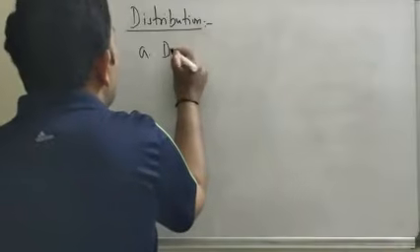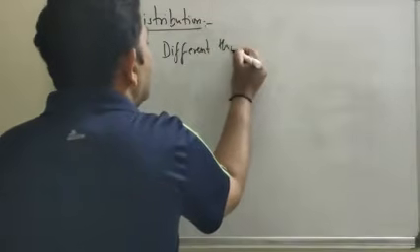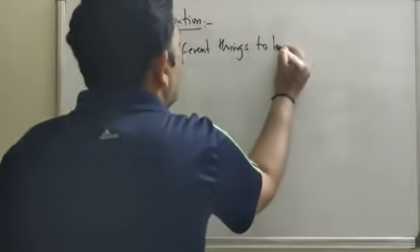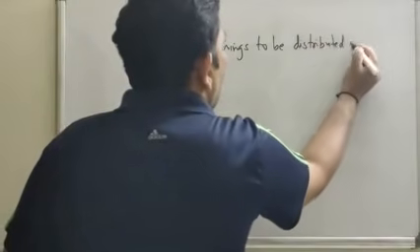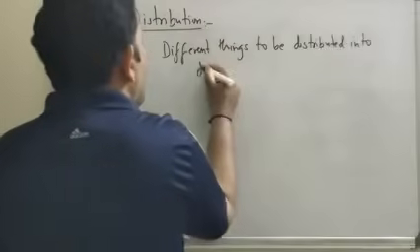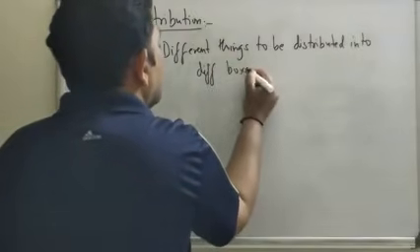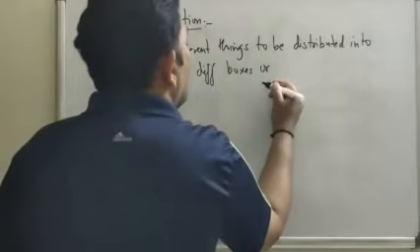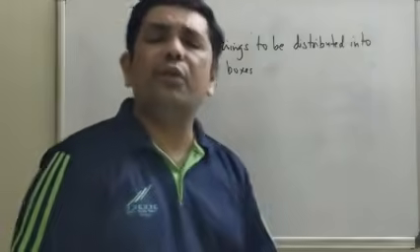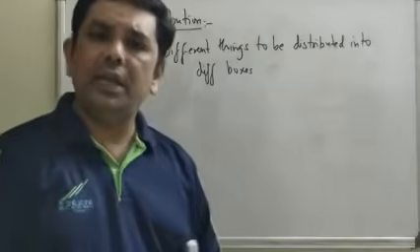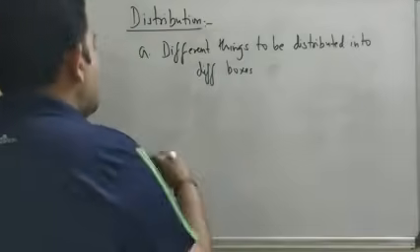What is the first one? The first one is different things to be distributed into different boxes. Let it be this way. Alright, let me give you an example.